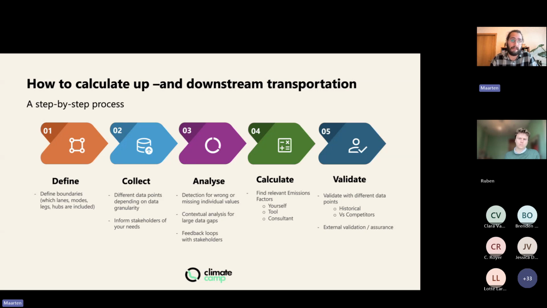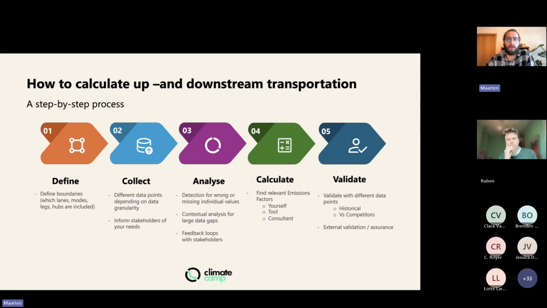Then we'll perform an analysis or a sanity check, as we call it, where we check that certain data gaps do not exist or persist. So wrong or missing individual values, large data gaps. So this can be corrected before we move into emission factor calculation and allocation, which you can do yourself via a tool or via a consultant.